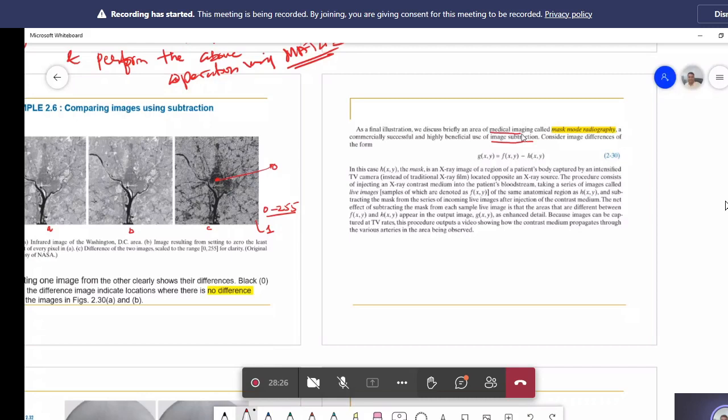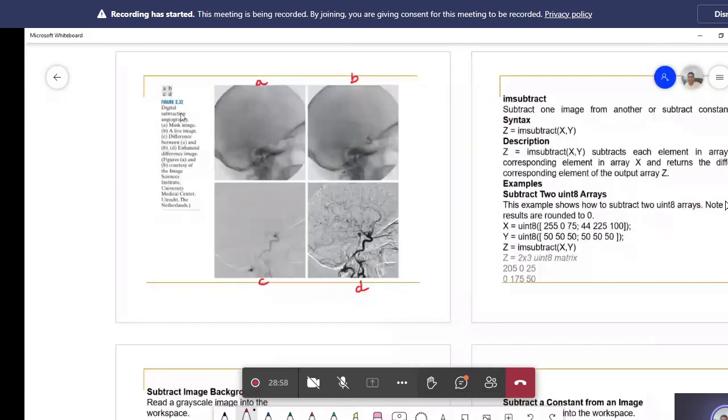This is the mask in the X-ray image of region of the patient body, and it is captured by the... I am not explaining it. Just this is the use. It is very much useful in the medical field also. Okay. So see, this is the image A. This is the image B. This is the image C, and this is the image D. Now this is the digital subtraction of angiography.